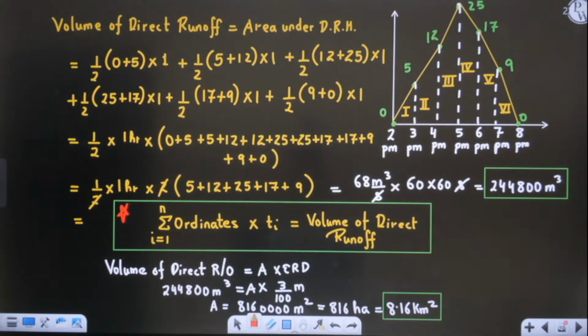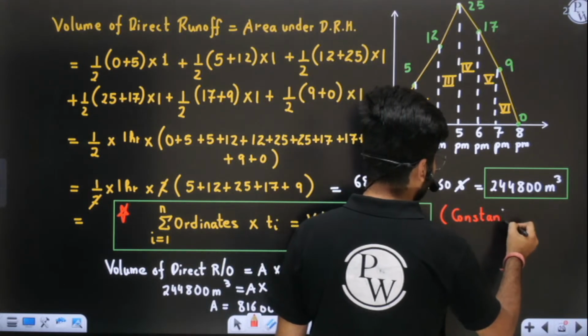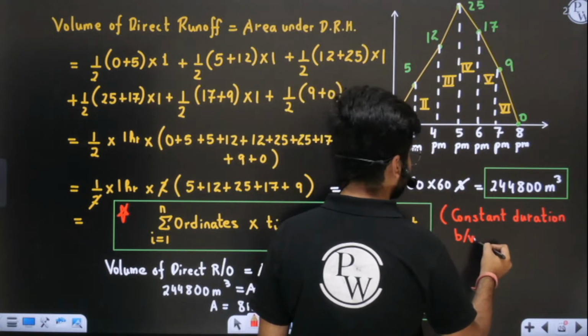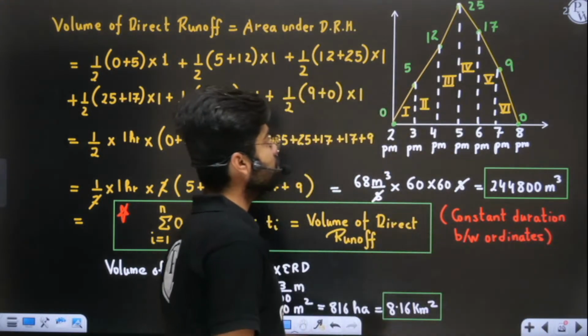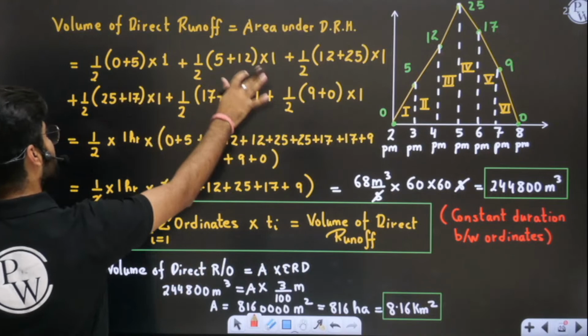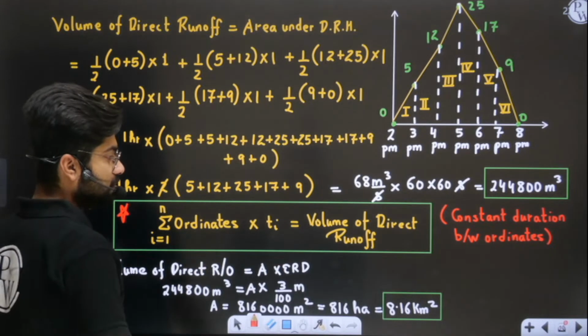Yes, you can write in bracket constant duration. Perfect, dear. We can write here constant duration between ordinates. Otherwise, if the duration between ordinates is not constant, then what can I do, sir? Then simply I can use this. I will simply find the area of each and every segment using the trapezoidal formula. No issues.